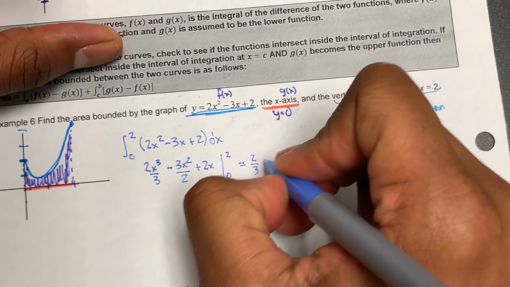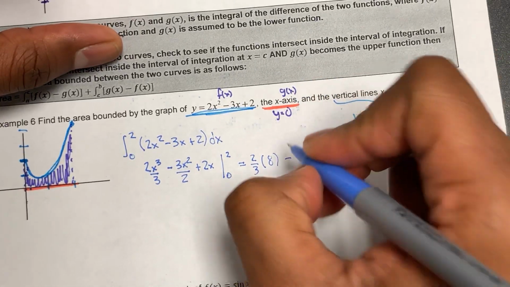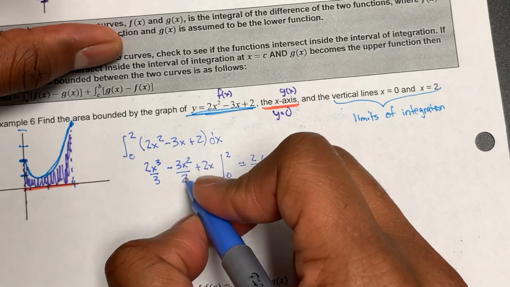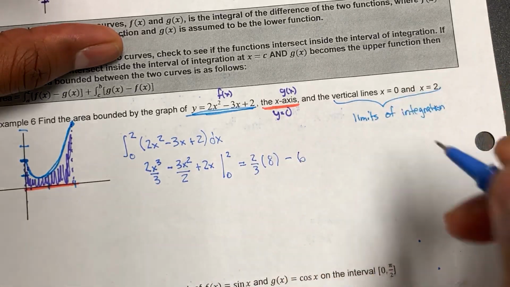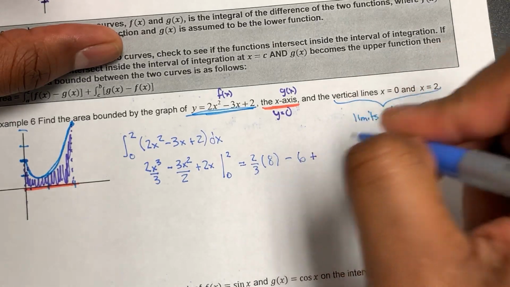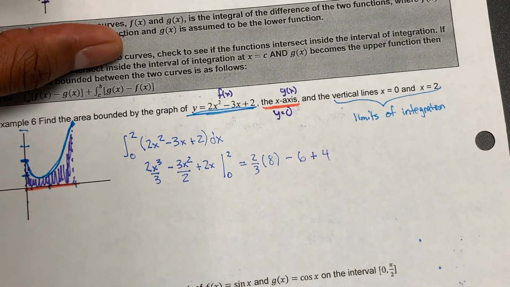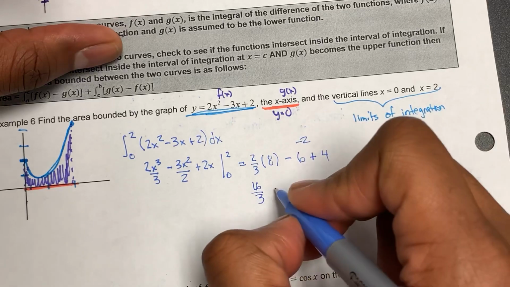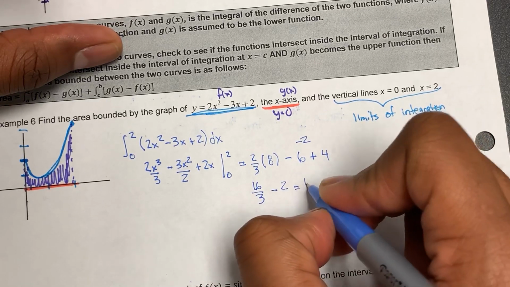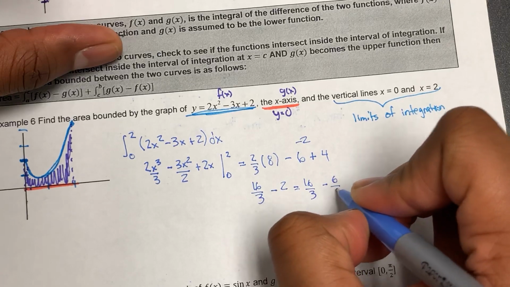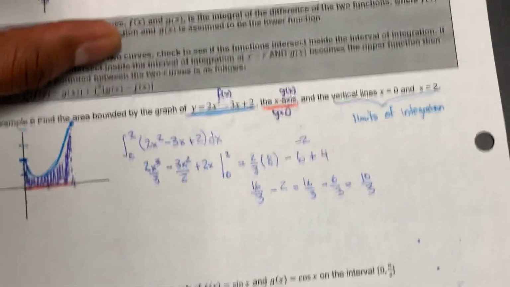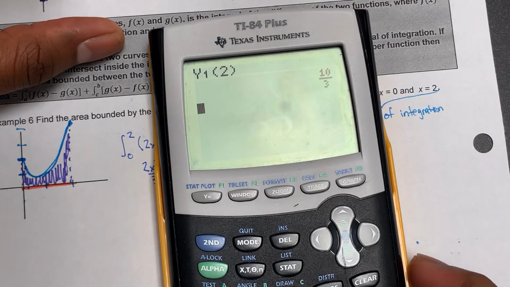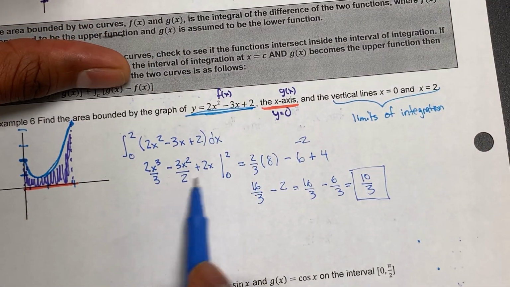So we have 2/3 times 8 minus 2 squared over 2 is 4. 4 over 2 is 2, minus 3 is minus 6, and plus 4. What's this? Negative 2. So 16/3 minus 2 is 16/3 minus 6/3, which equals 10/3. So if you have a calculator, use it. Makes the calculation much easier. We're concerned with integrating the result.